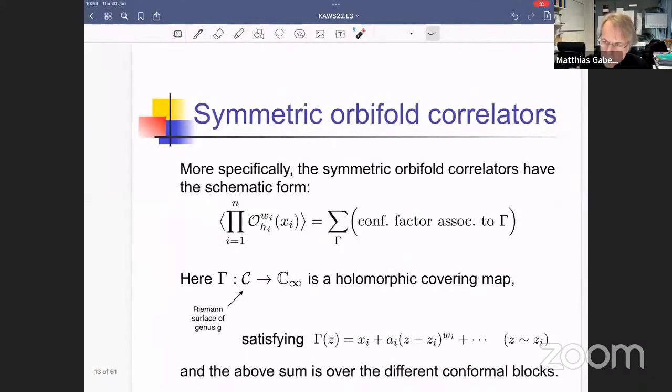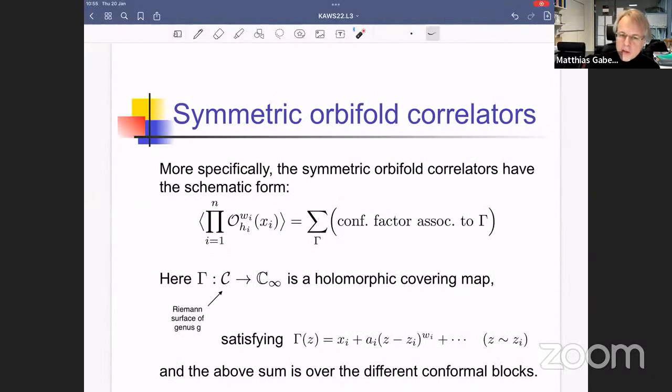Okay, so let me be a little bit more specific about what the symmetric orbifold correlators look like. Suppose you calculate a correlation function in the symmetric orbifold, and these are the vertex operators, the twisted sector fields with some conformal dimension. Then what you expect on general grounds is that you get the sum over all covering surfaces times the conformal factor associated to gamma. If I were more explicit, I would also have an X bar here, which would be the right movers, and then I would get the conformal factor modulus squared, one from the left movers and one from the right movers.